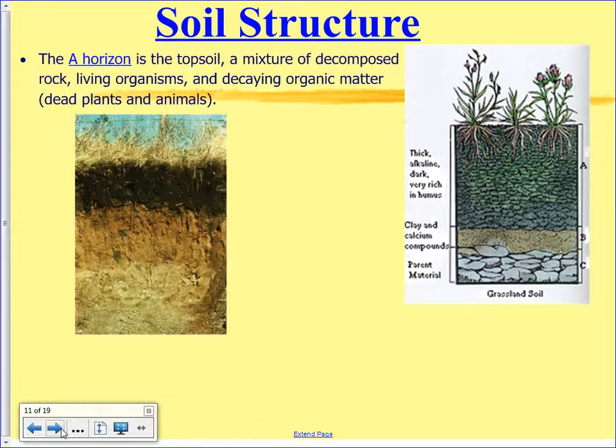So, A horizon, topsoil: a mixture of decomposed rock, living organisms, and decaying organic material. It's typically the darkest horizon. It isn't always black. Some places have different colors of topsoil. That color is determined by what kind of rocks were broken down in order to make it. Here our soil's not really black, it's kind of a lighter brown because typically our bedrock here is made out of sandstone. And when sandstone breaks down, you get sandier, lighter colored soil.